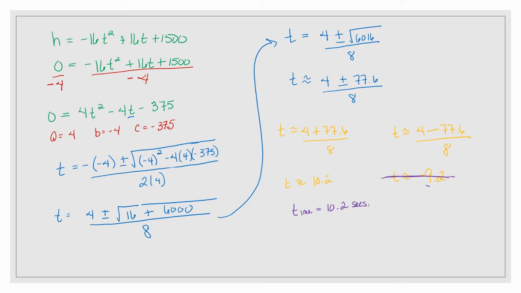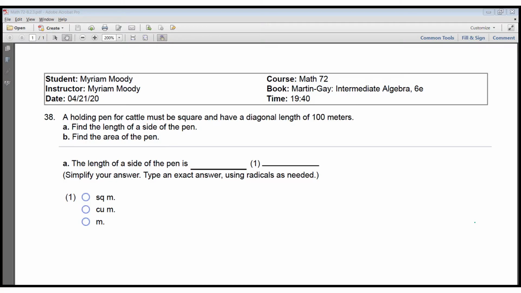.2 seconds. Good? You with me? Okay, got another one for you. A holding pen for cattle must be square and have a diagonal length of 100 meters.